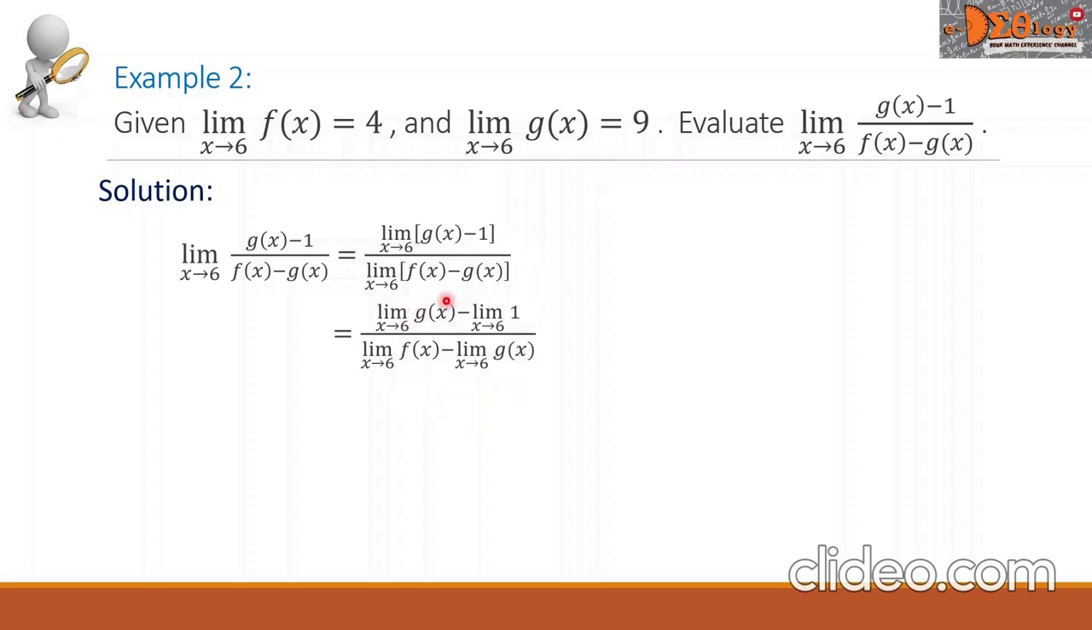The limit of g of x is 9, so the value here becomes 9 minus the limit of the constant 1, which is the constant 1, all over the limit of f of x, which is equal to 4. So this is now 4 minus the limit of g of x, that is 9. Let us simplify further. 9 minus 1 is 8 over 4 minus 9 is -5. Or we can simplify this as the negative of 8 over 5.